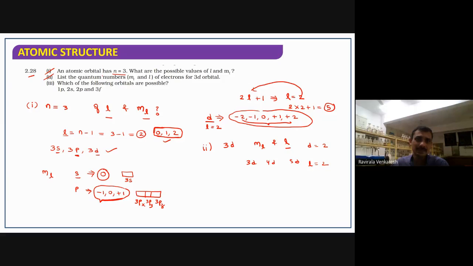Next, one more they ask, the ml value, the magnetic quantum number. What are the magnetic quantum numbers we can write? Same, this is the only thing we can write for the 3d orbital. Same answer we get here: -2, -1, 0, +1, +2.